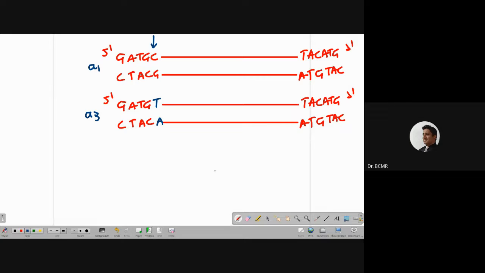So we are supposed to design primers for both of them. We will do it in such a way that, like in the previous slide that I described, we will use a primer for this G, A, T, G, and C. This will be the 5 prime.